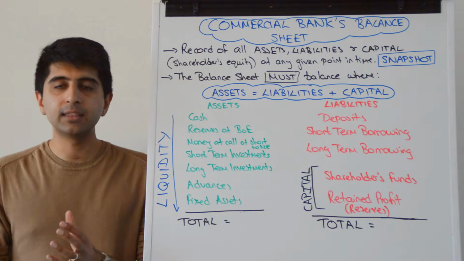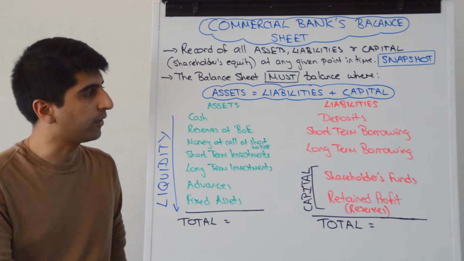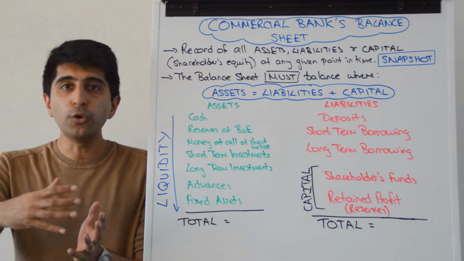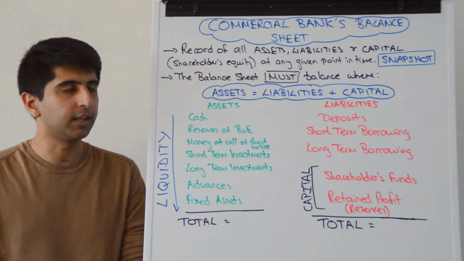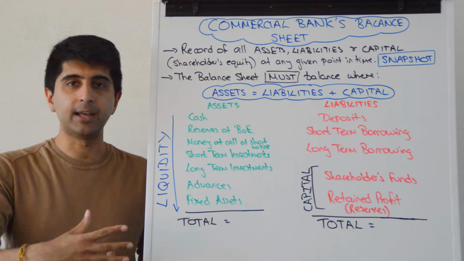Liabilities is anything that the commercial bank owes. Alright, so something that is owed to somebody else. So deposits, for example, they are owed to individual savers. They do not belong to the commercial bank. Any borrowing that the commercial bank does is owed to the lender.